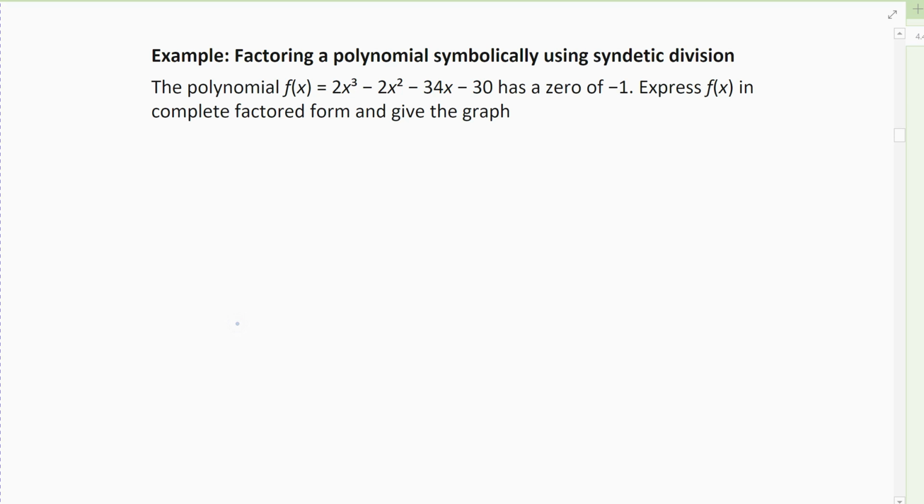Alright, now we're going to look at factoring a polynomial. Symbolically, remember that means algebraically, so using synthetic division. Alright, so I want to factor this polynomial. All I know is it has a zero at -1.